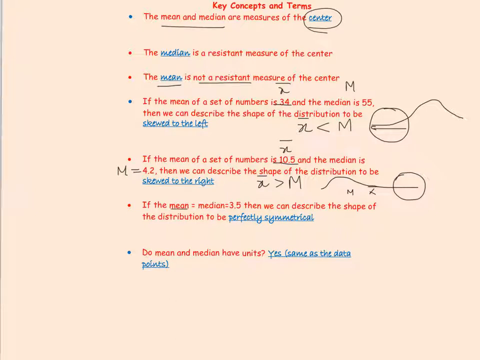What if we know that the mean and the median are exactly the same? Then how do we describe the shape of the distribution? This can happen only if there is perfect symmetry. If the distribution is perfectly symmetrical, that's when you know for sure that the mean would be exactly the same as the median. Do the mean and median have units? Yes, we've discussed this several times. Both the mean and the median have units depending on the units of the entries in the data set.